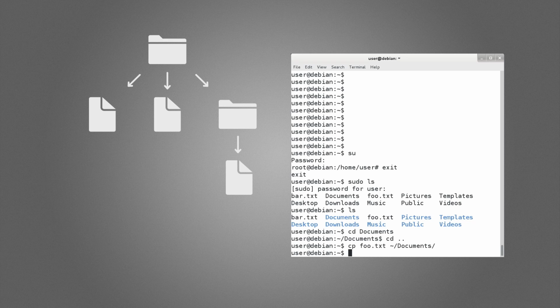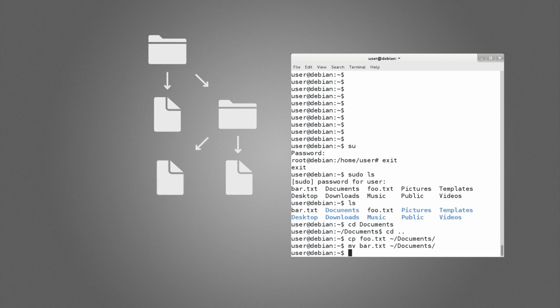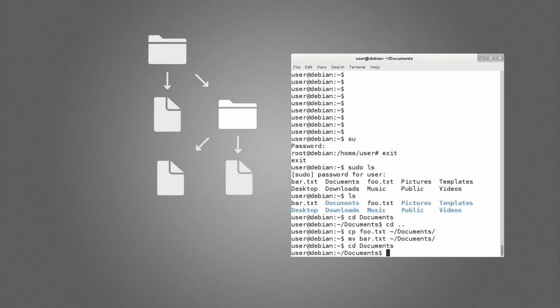Very similar to the copy command, the move command allows us to move files to a new location. So in order to move the file bar.txt to the documents directory, we will type mv bar.txt ~/documents/. Now, if we navigate to the documents directory, we can see both foo.txt and bar.txt.